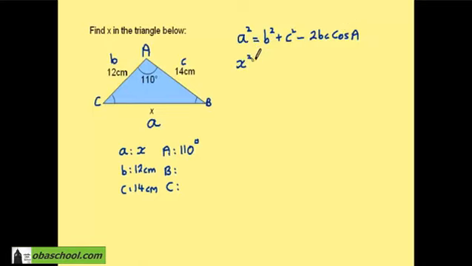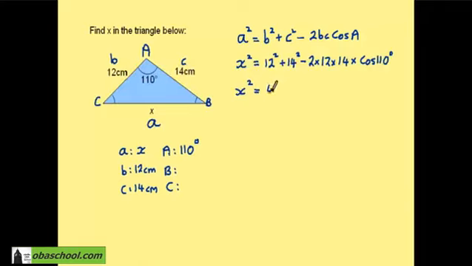Substituting in, x squared is going to be 12 squared plus 14 squared, take away 2 times 12 times 14 times the cosine of 110 degrees. When calculating this, do it all in one go. The whole thing into the calculator at once.